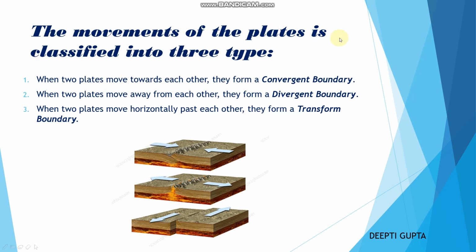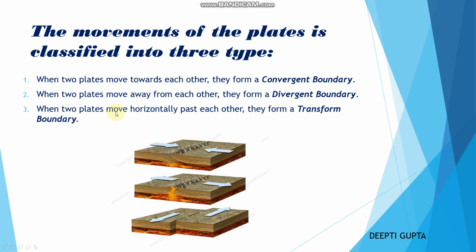Now, the movement of the plates is classified into 3 types. These movements can be either of these 3. When 2 plates move towards each other, as you can see with the help of the arrows, they form a convergent boundary. Whereas when two plates move away from each other, they form a divergent boundary. In this second picture you can see they are moving away from each other.